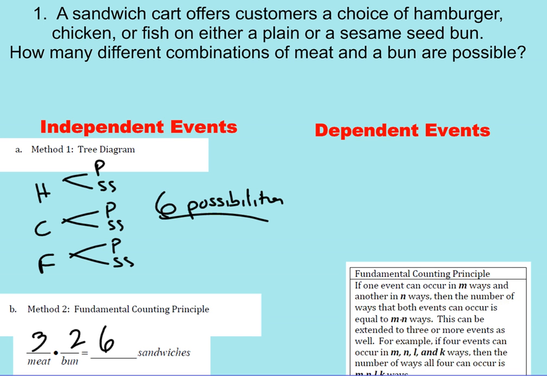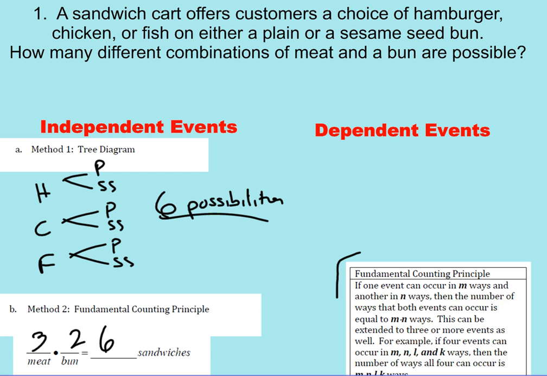So here's what the fundamental counting principle is. If one event can occur in m ways and another in n ways, then the number of ways both events can occur is m times n. This can be extended to 3 or more events as well. For example, if 4 events can occur in m, n, l, and k ways, then the number of ways all 4 can occur is m times n times l times k. All right, that is really abstract. Let me put that into a context.